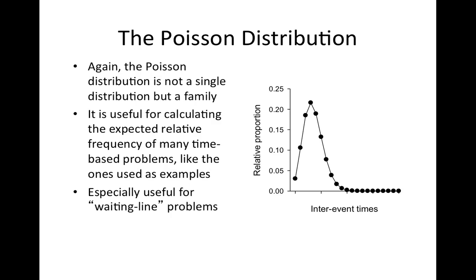So we know that if you were working in consumer psychology, for example, and you're interested in increasing customer service or increasing the positive experience that people have when buying things, you want to make their time waiting in line as short as possible. And that's a waiting line problem. So you would be using the Poisson distribution.